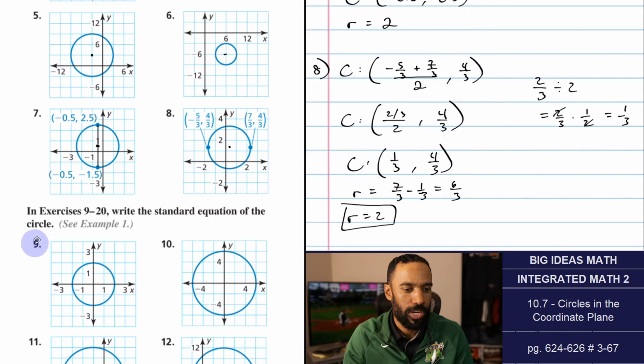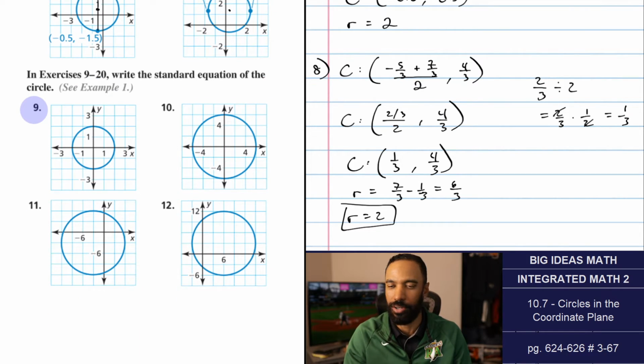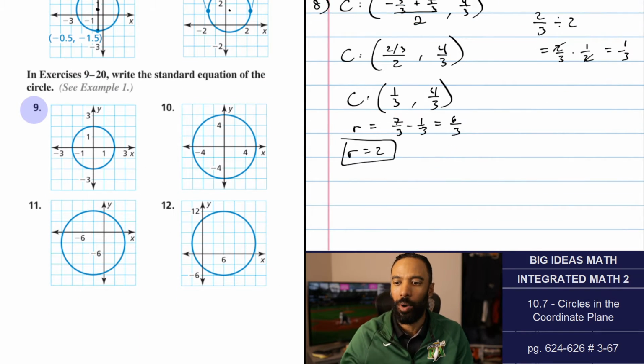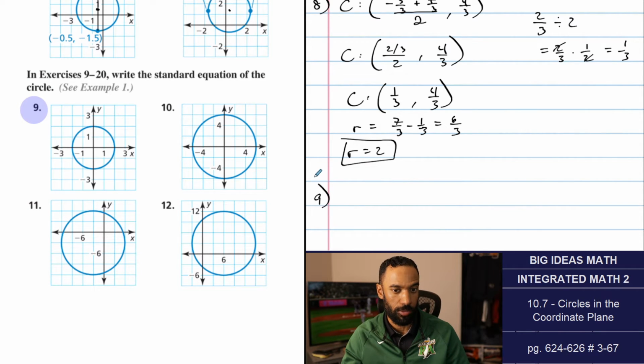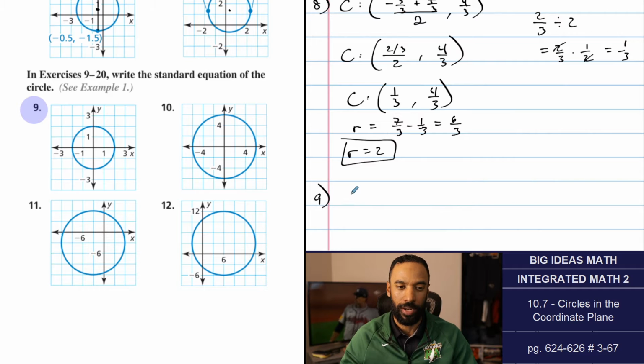Okay. Let's go to numbers 9 through 20, where we write the standard equation of the circle. What you do is you take the graph, you pull out information from that graph, and you write the equation based on that. So in this first one, the center is at 0, 0. The radius is 2. So this is your h and k.